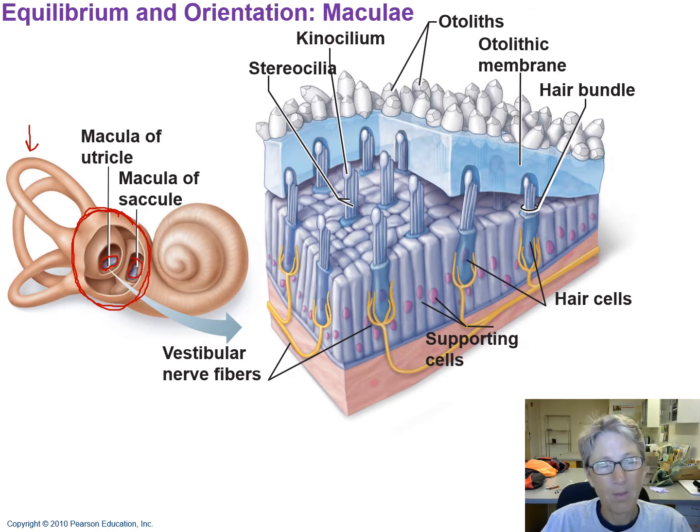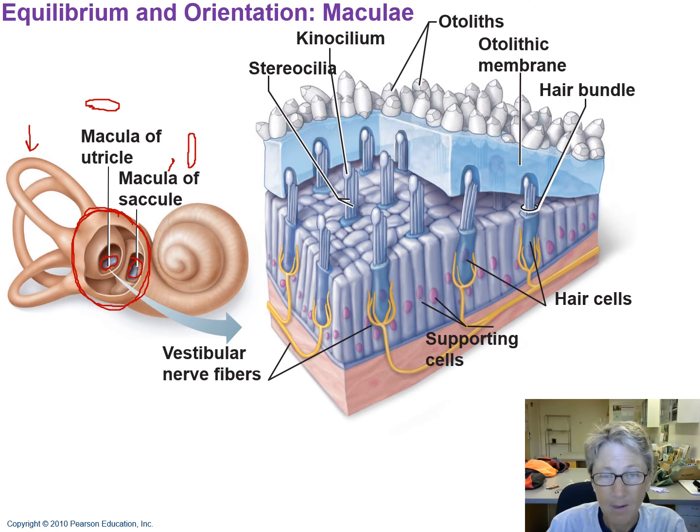Because they have different orientations, I kind of circled it, maybe you can't see, but the macula of the utricle is built like this, and the macula of the saccule is built like this. It's vertical, the utricle is horizontal. And that's going to help you respond to different forces acting on your head. So let's take a look inside one of these. This is actually looking at the macula of the utricle.